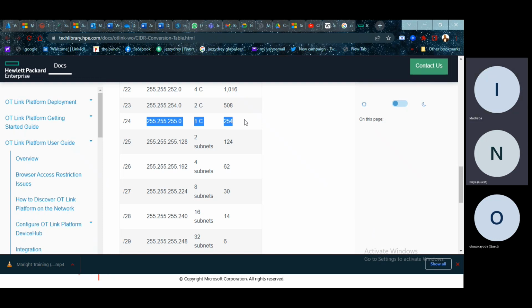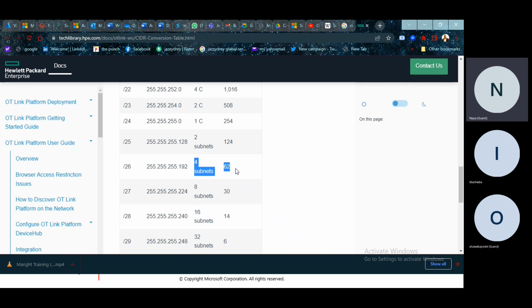So if your company has 2 departments and you are just starting, you can break it into 2, right? Each can contain 126. If your company has 4 departments, or let's say 3 departments, what you need to do is to break your subnet. So let me ask you, if your company has 5 departments, how many are you going to break this network into? How many? 5.